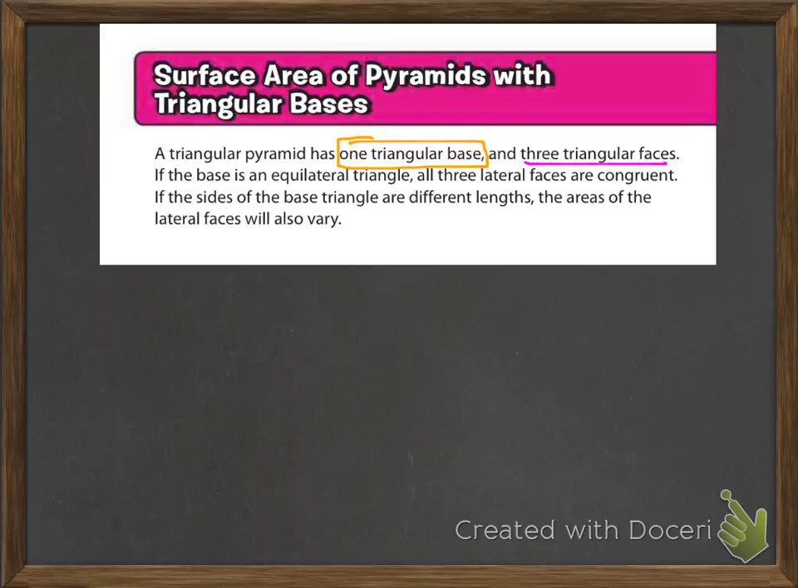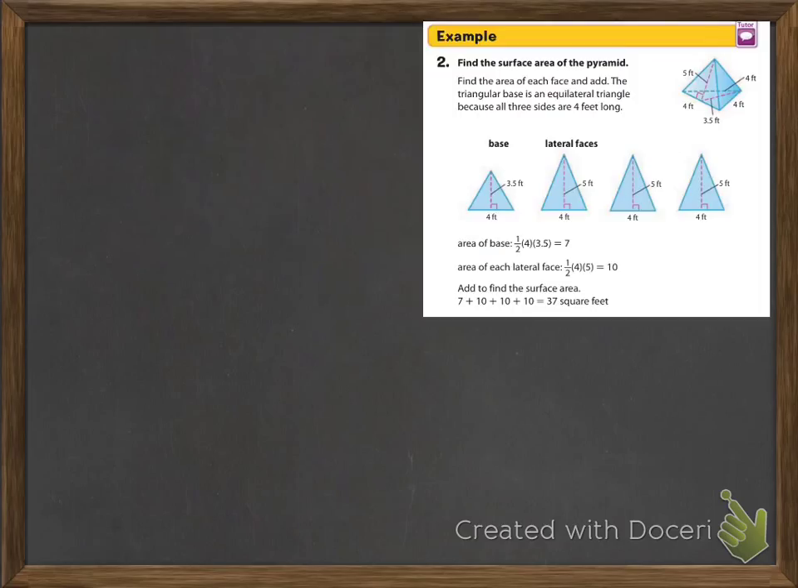If the base is an equilateral triangle, remember that word equilateral means all sides are the same, all 3 lateral faces are congruent. So congruent means the same size and shape. If the sides of the base triangle are different lengths, the areas of the lateral faces will also vary. So that can be a more complicated problem, kind of like with the triangular prisms when you have a non-equilateral triangle.